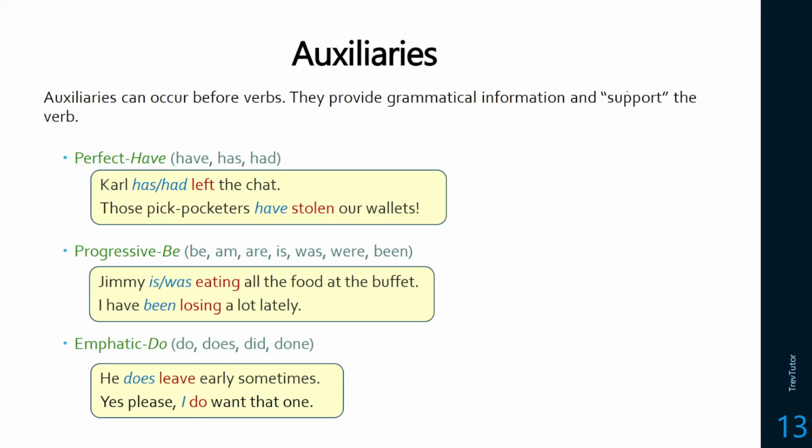So Carl has left the chat. The verb here is left. We're supporting it with a verb like has or had. So that's called an auxiliary.